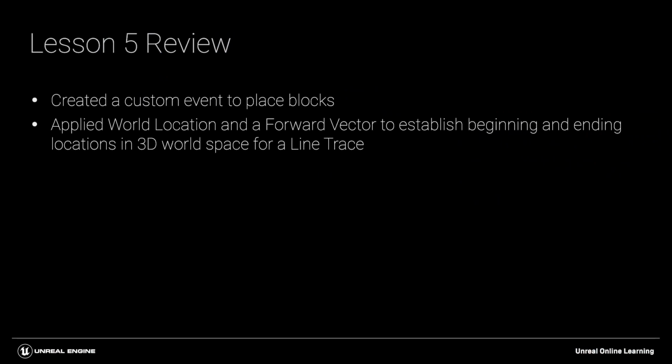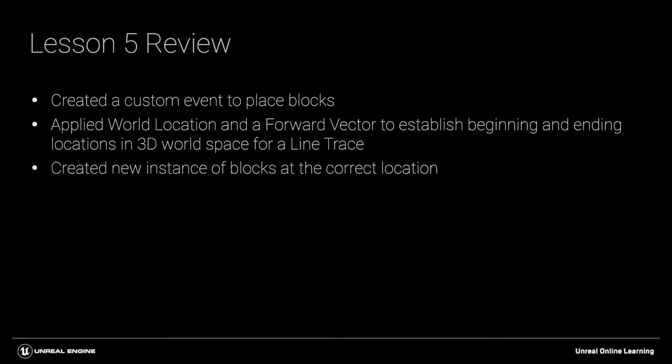So to review, we created a custom event to place blocks. We applied world location and a forward vector to establish a beginning and ending location in 3D world space for the line trace. And finally, we created new instances of blocks at the correct location. We're well on our way to building a great block game. I'll see you in the next lesson.